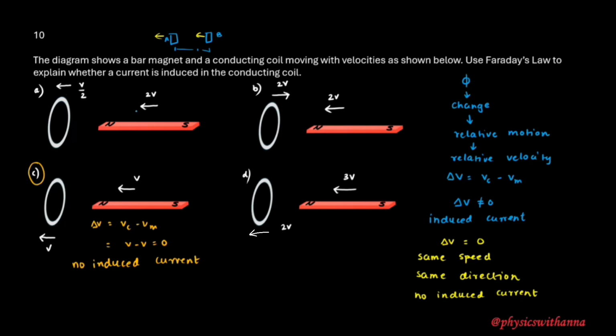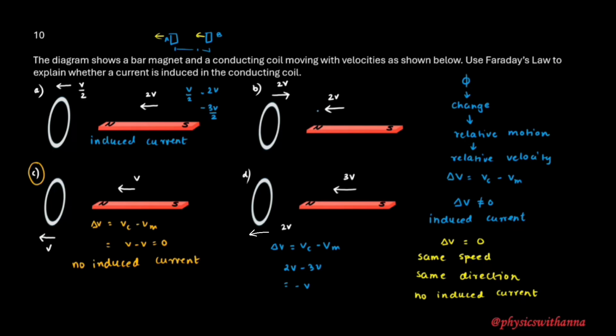Now for the other cases, either the velocity values are different or they are going in opposite directions. In cases A and D, you will notice that the two velocities are in the same direction but their magnitudes are different. For case D, I get delta V to be Vc minus Vm, which is 2v minus 3v. That gives me the relative velocity to be negative v. It's negative in value, but it is not 0. Same with case A. Relative velocity here will be v by 2 minus 2v, and after solving, I get delta V as negative 3v by 2. Still, it is not 0. And since it is not 0, there will be an induced EMF or an induced current.